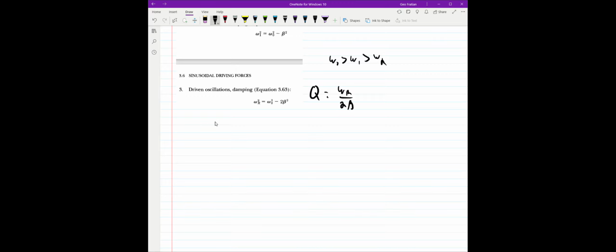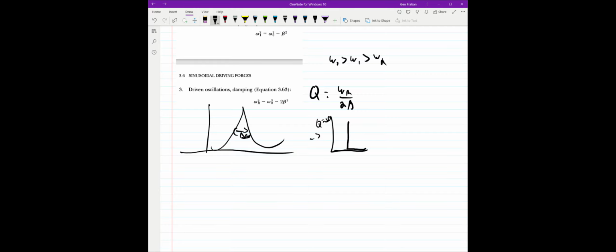You might have seen this in circuits or whatever, but basically the quality factor is intimately related to, if I have a graph like that, the bandwidth right here. And the higher the quality factor, the smaller the bandwidth you have. In other words, if you have an infinitely narrow bandwidth, you basically get a delta function. Q equals infinity, that's what you get.